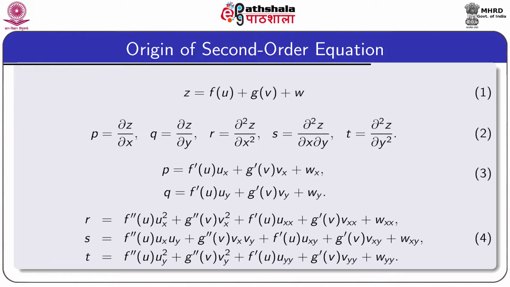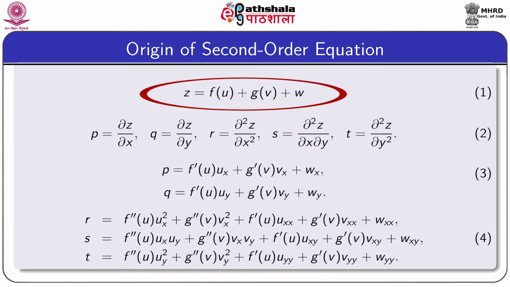Now, I am going to discuss the origin of a second order equation, that means how a second order partial differential equation can be generated from a solution. So, first take one example. Let z be a function of x, y such that z equals fu plus gv plus w, where f and g are some functions of u and v, and u, v, w are functions of the independent variables x and y.